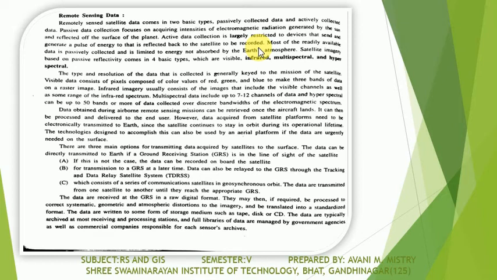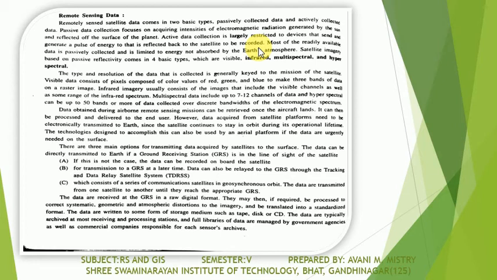The data can be directly transmitted to the Earth if a ground receiving station is in the line of sight of the satellite. If this is not the case, the data can be recorded on board the satellite and transmitted to the GRS at a later time.